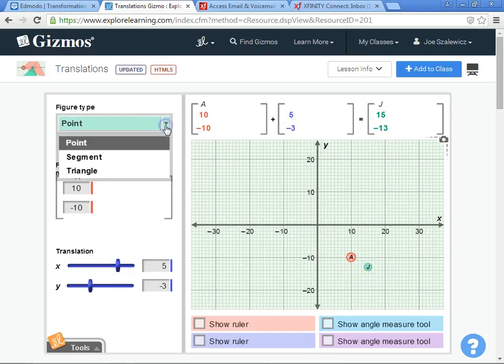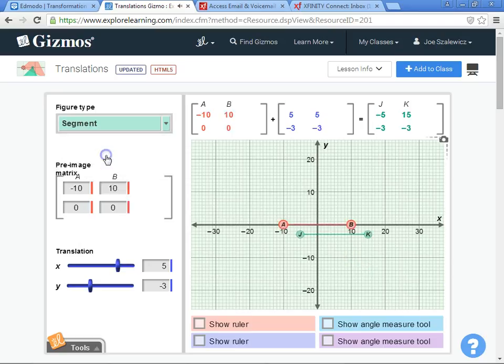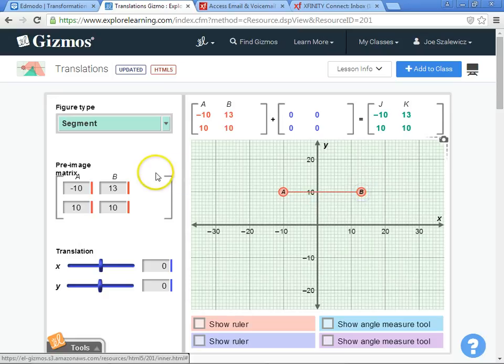So let's look at a translation of a segment, and the gizmo, of course, reset it here as close to 0 as we can. Say we have a segment up here at -10, +10, and we'll move this one over here, and we can go down here and translate this thing to the left and translate it up, and that has been moved. Every point on that line has been moved 7 units to the left and 6 units up.